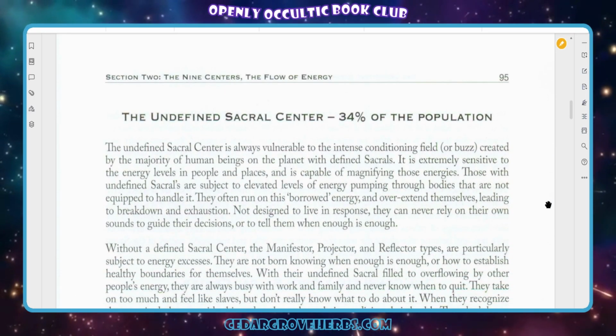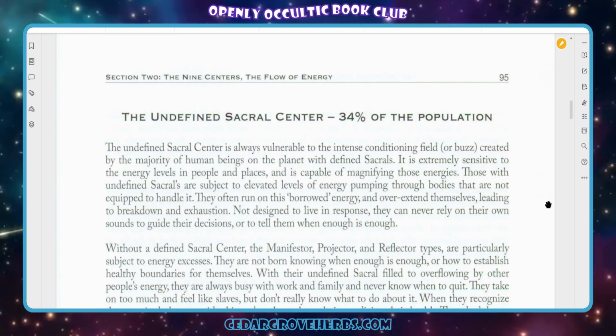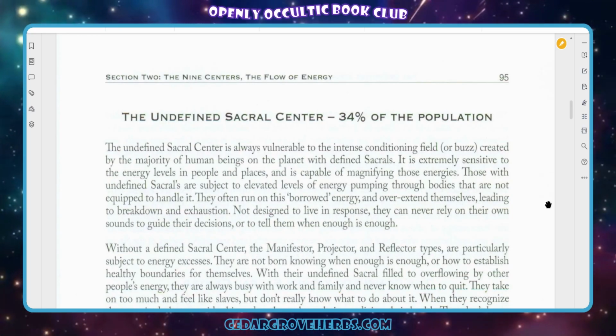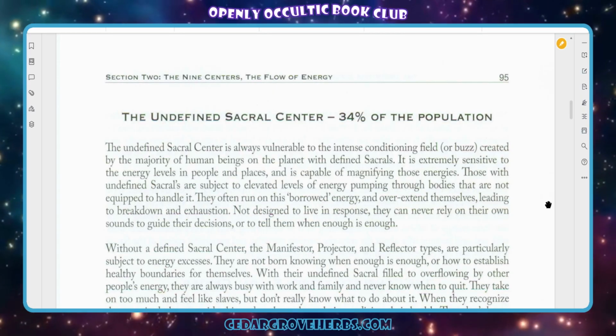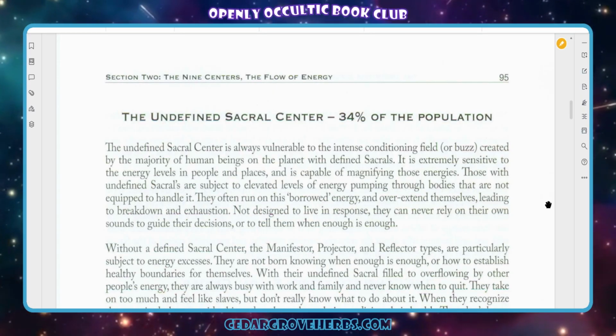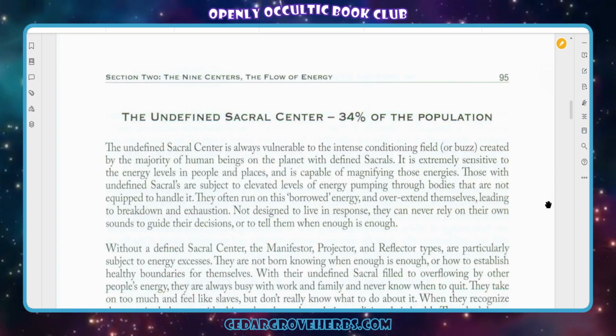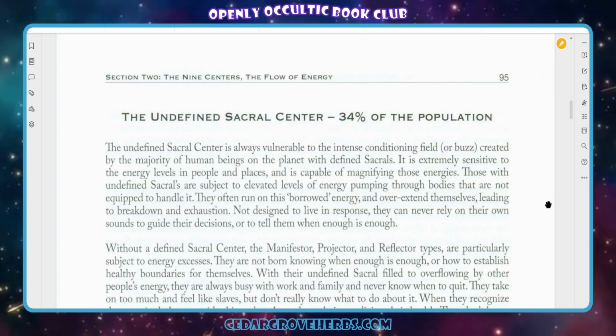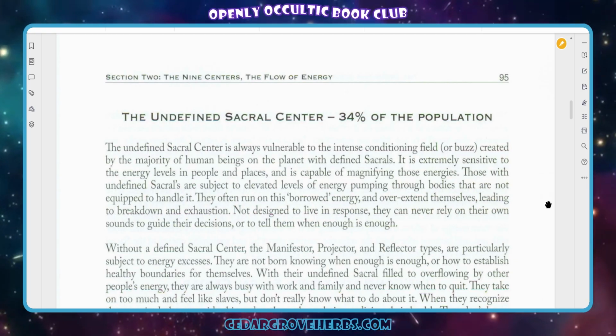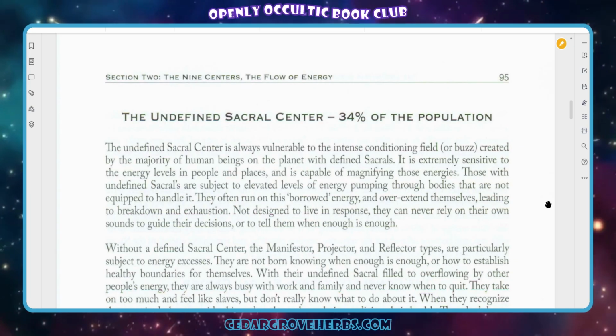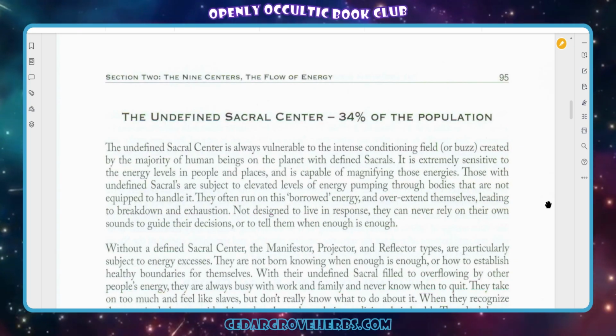The undefined sacral center, 34% of the population. Wow, we're getting towards the end, you guys. My mind is clearly not as focused as it could be. I keep stumbling over these words. Yep, it's cool. Stick in there with me.